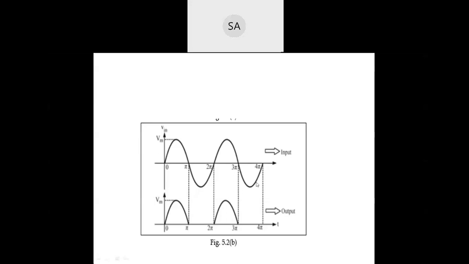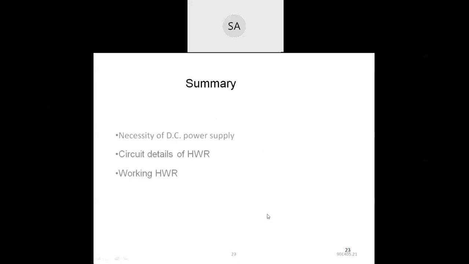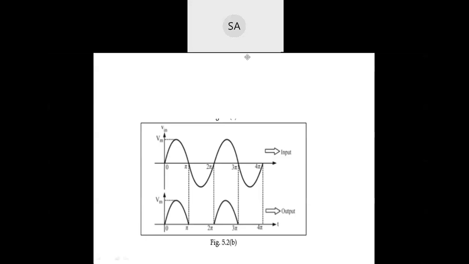So this indicates a pulsating DC. It is not exactly pure DC. So to overcome this pulsating DC, this DC output is applied to a filtering circuit to smooth the output. So this is the half-wave rectifier circuit diagram, working conditions and waveforms.